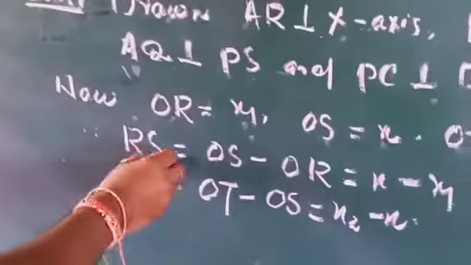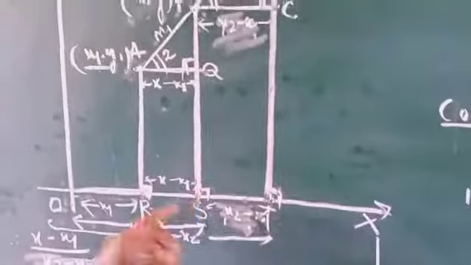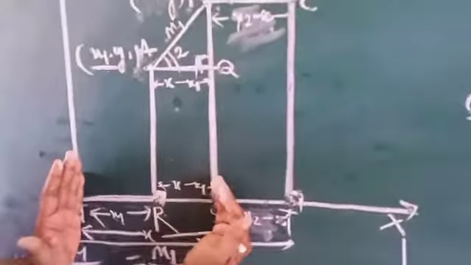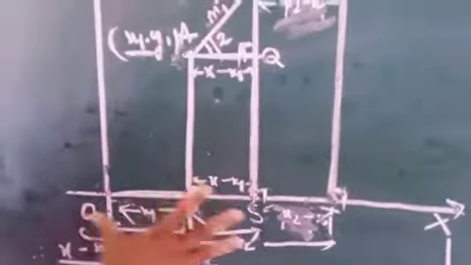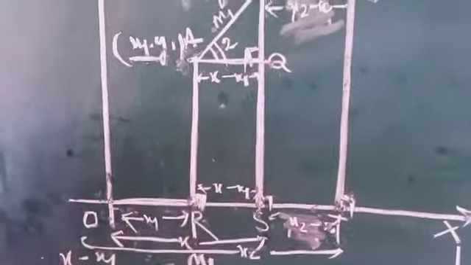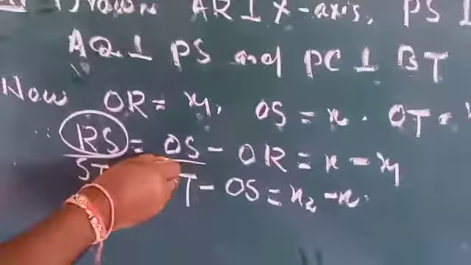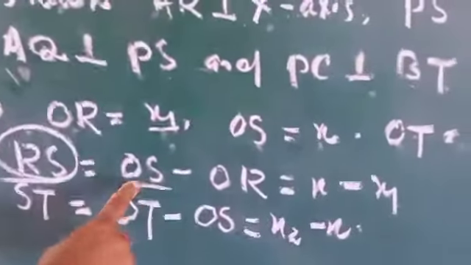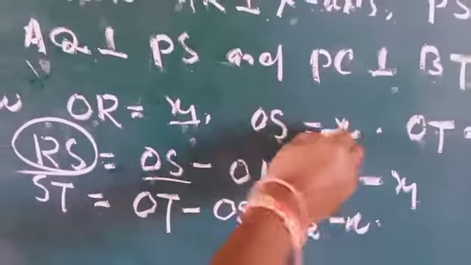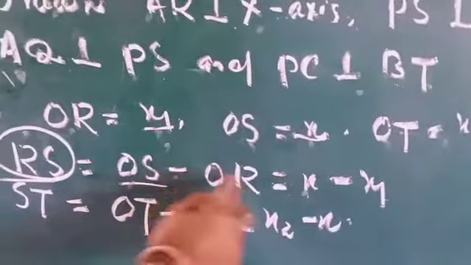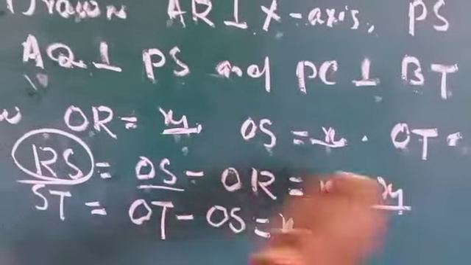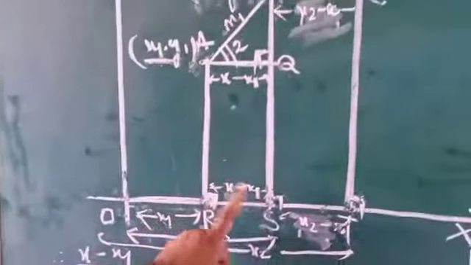Therefore, RS is equal to how much? RS will be OS minus OR. So OS is x and OR is x1. So RS is equal to x minus x1.